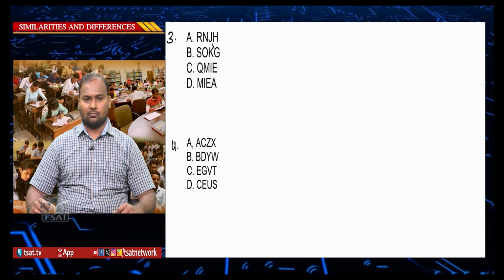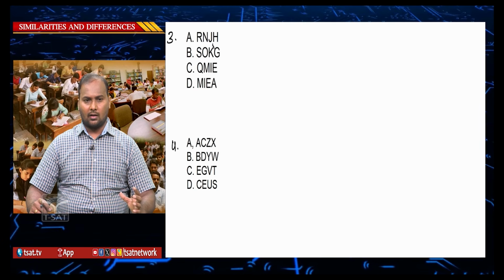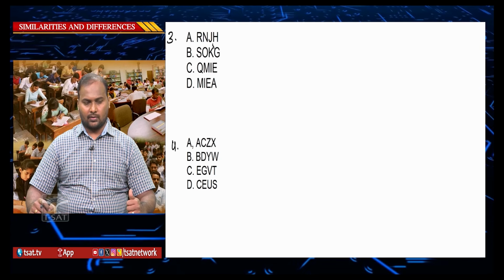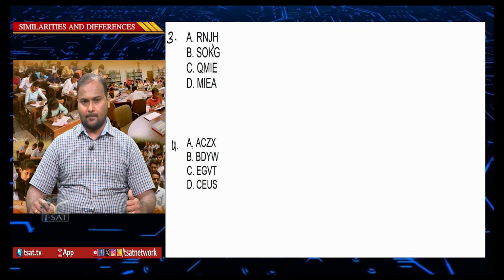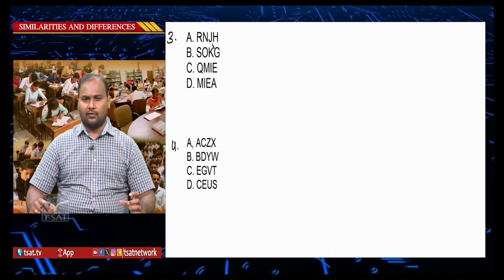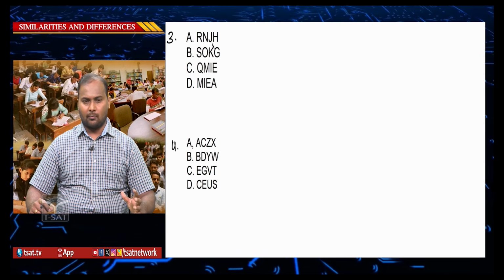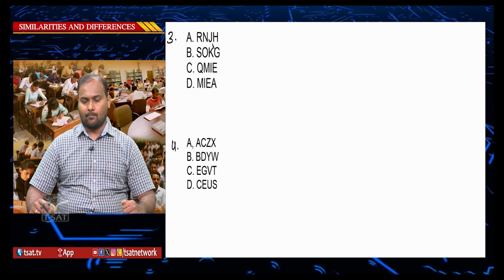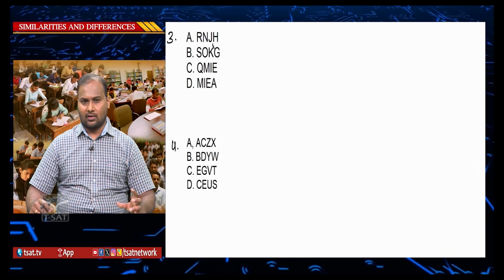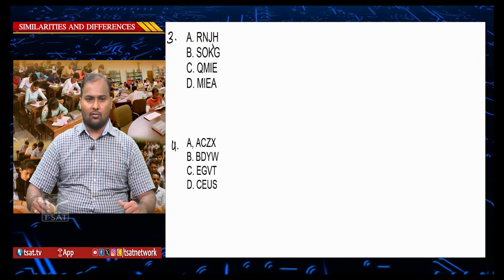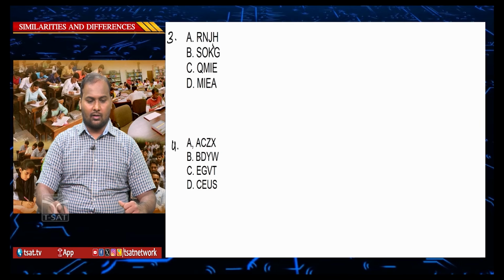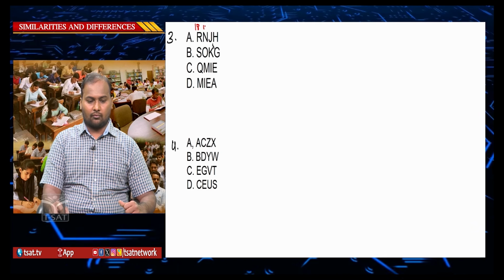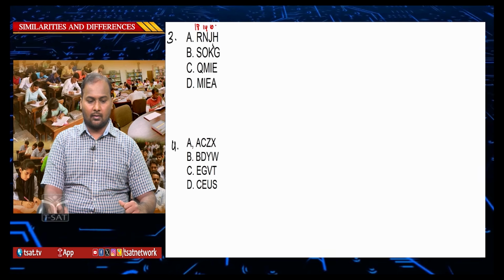So if you see this question, RNJH, that is option A, SOKG, QMIE and MIEA. If you see this range of letters, what is very important in this type of question is observation of letters. How these letters are arranged, that kind of observation has to follow. For example, R is 18, N 14, J 10, H 8.